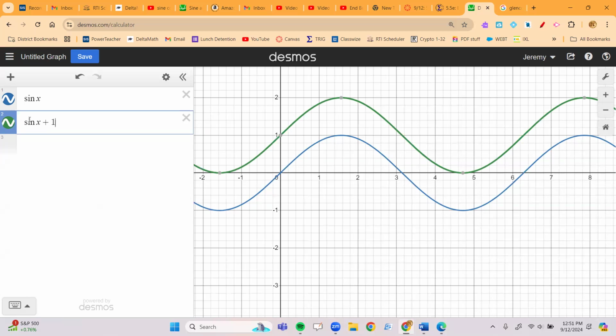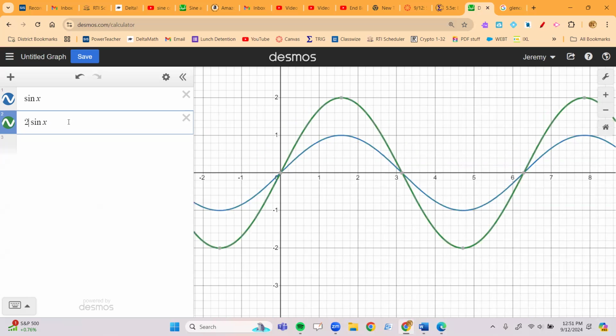So what Brady just said is great, but that's going to be in a minute when we talk about the midline. And I did hear it from over here. Let's try a different kind of modification. Let's go back to the sine of x and let's throw a number in the front, like 2. Watch what happens now.